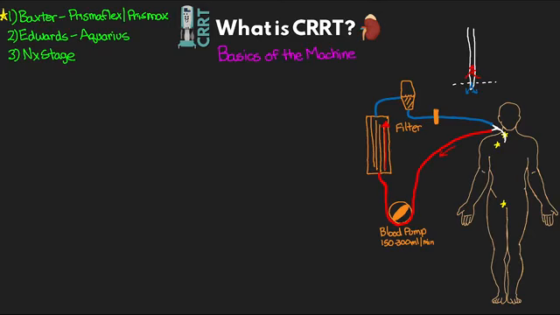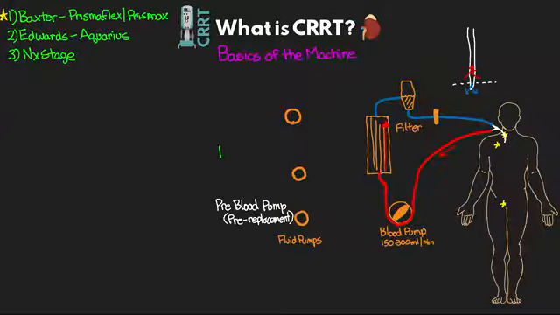So now let's actually talk about some of the different fluids that we use and the pumps that help to drive all this. Now on this system, there are 3 different types of fluids that we can use, and each is going to have its own dedicated pump. And I'm going to color coordinate these with the same colors that we see again on the Prismaflex machine. First, we have our pre-blood pump, which is our pre-replacement solution. Then we have our dialysate, and then we have our post-filter replacement fluid.